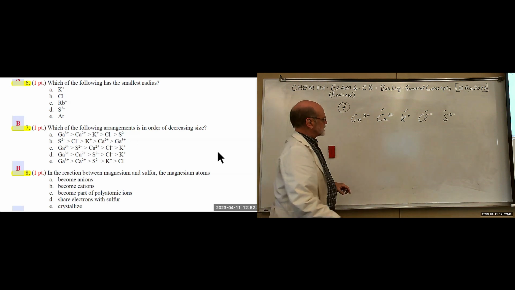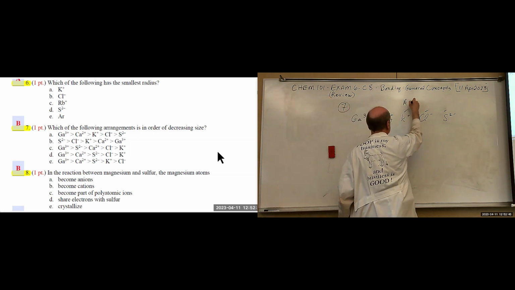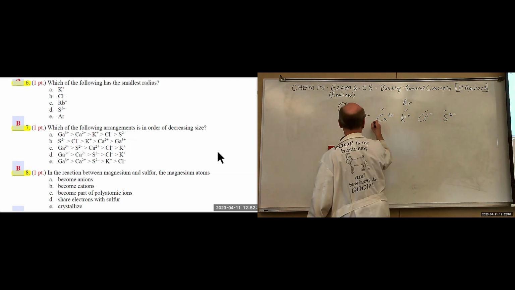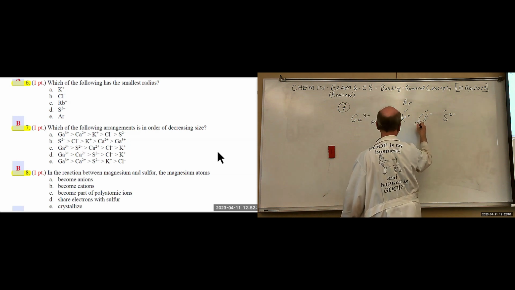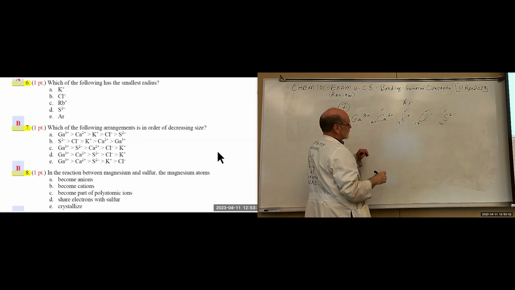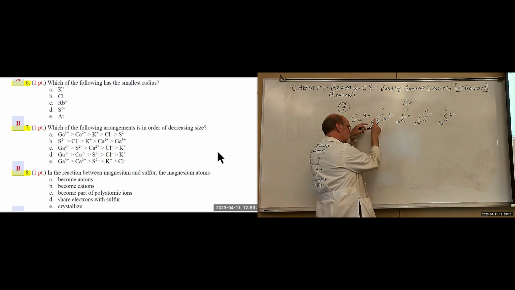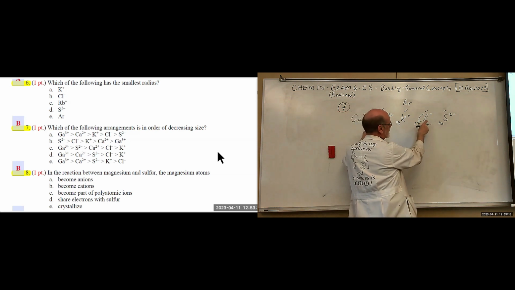Let's see if we can figure out their sizes. If they're isoelectronic with argon, then the difference is their nuclear charge: 19, 17, and 16. So if they've got the same electronic structure, the one with the higher nuclear charge is smaller. So you just have to look for the order of decreasing size.